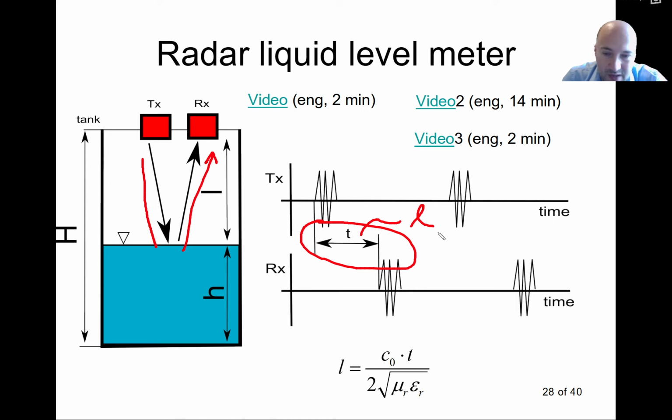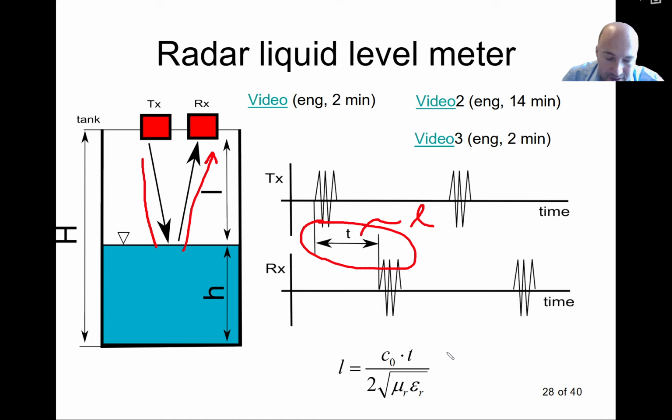There is another way that I will discuss in a minute that allows you to overcome the problem that this time might be very, very short. Because here we are working with the speed of light, and we know that the speed of light is quite high. So this is the formula that allows you to calculate the distance. C0 is the speed of light, t is the time difference, and mu r and epsilon r are the permeability and permittivity of your medium, of your gas that's above here. So we see that this depends on the properties of the gas and on the speed of light there.